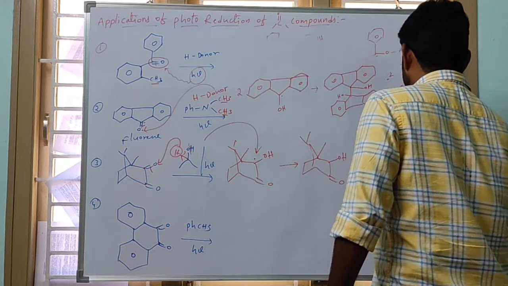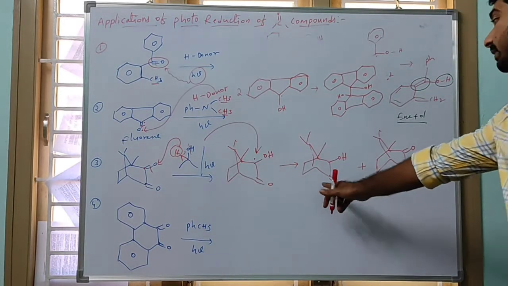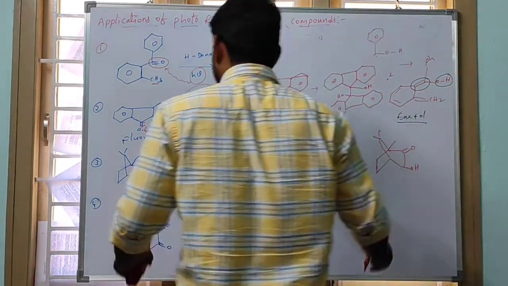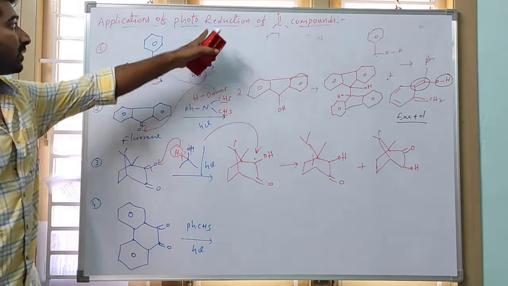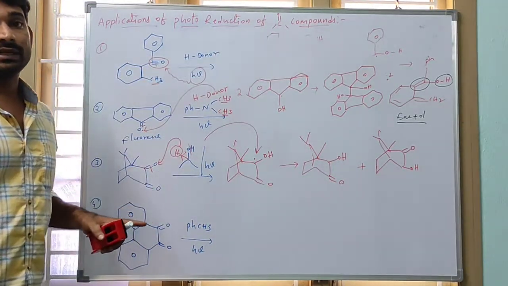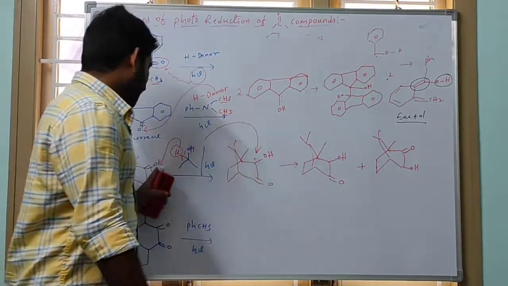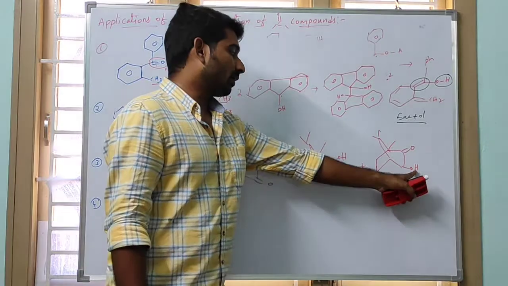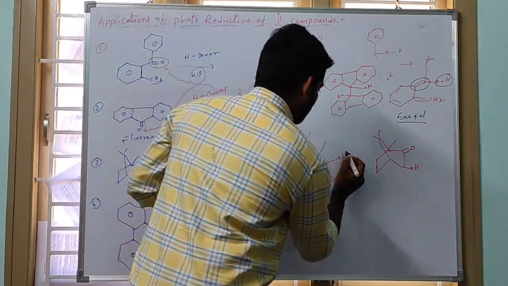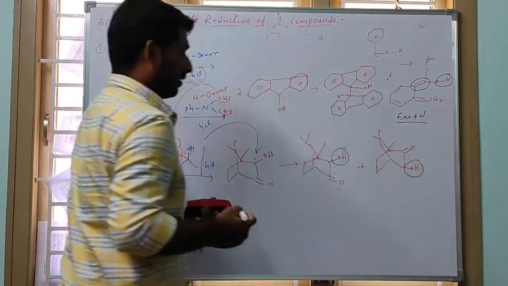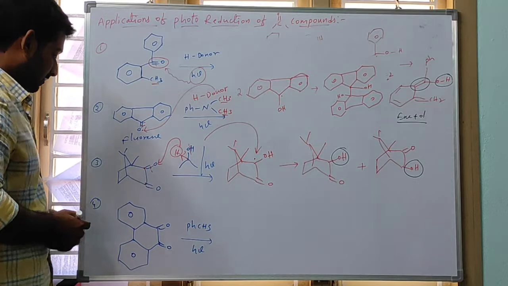What is the rule here? Whenever two carbonyl groups are present adjacent to each other, there is no chance of photoreduction, meaning 1,2-diols are not formed. Instead, simple reduction occurs: the carbonyl compound is converted into alcohol here and here. Here also alcohol, right?